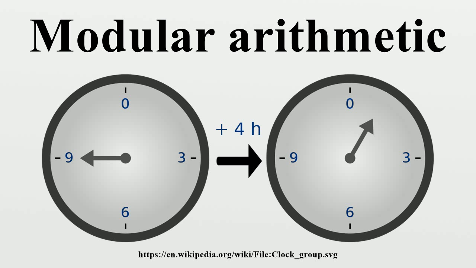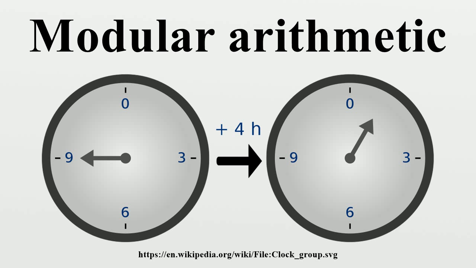Any two members of different residue classes modulo n are incongruent modulo n. Furthermore, every integer belongs to one and only one residue class modulo n. The set of integers 0, 1, 2, ..., n-1 is called the least residue system modulo n. Any set of n integers, no two of which are congruent modulo n, is called a complete residue system modulo n.